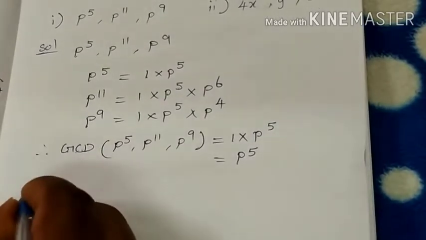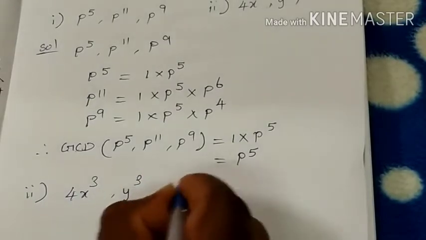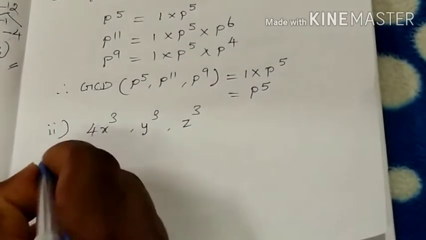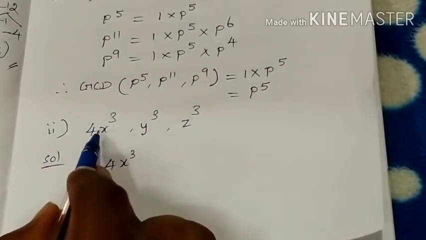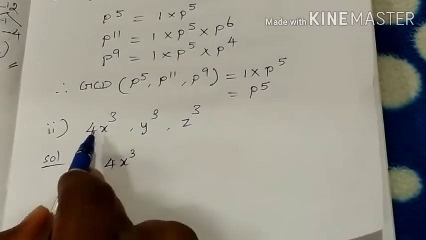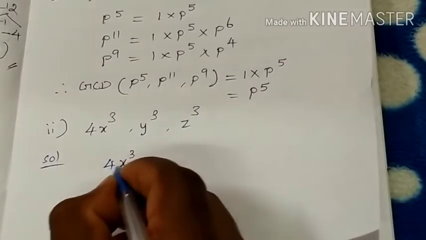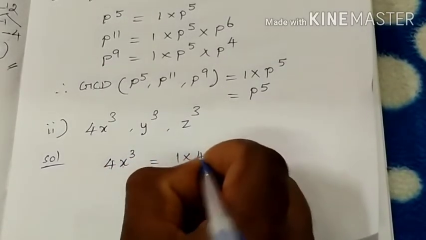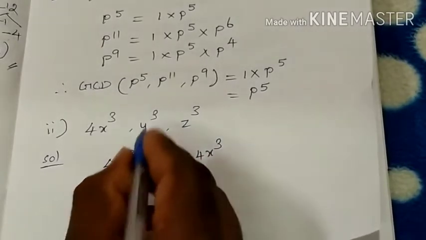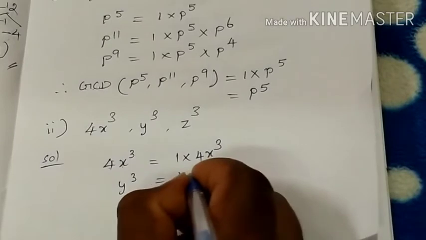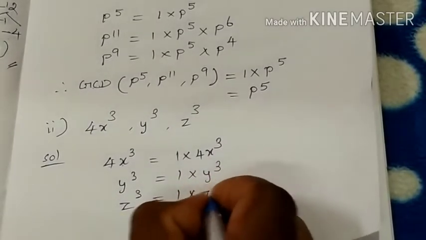Then the second subdivision is 4x cube, y cube, z cube. Three factors are given. The solution: first write the 4x cube. Consider all of them: no common terms exist, because this is x, this is y, this is z. Therefore 4x cube can be written as 1 into 4x cube, because I already told you 1 is a common factor of all the factors. So y cube can be written as 1 into y cube, and z cube is equal to 1 into z cube.